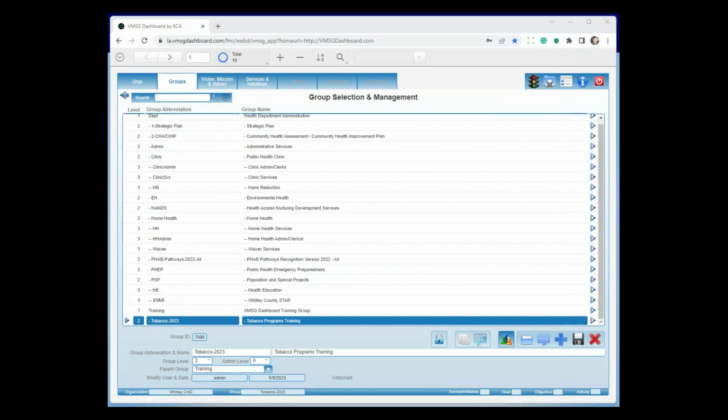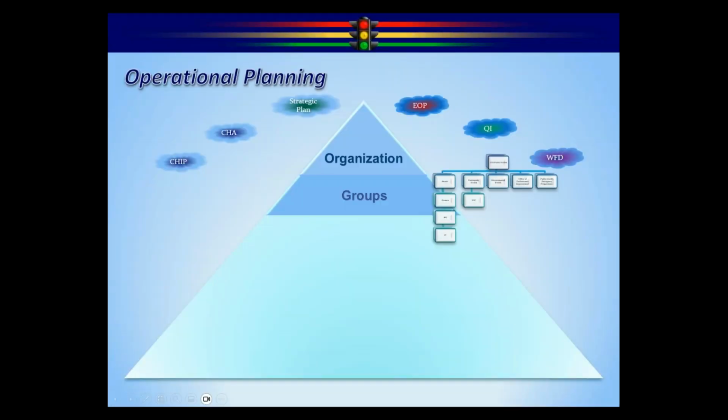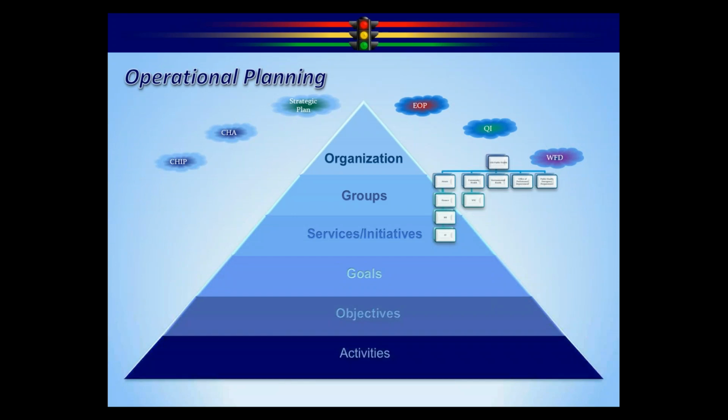So let's go back to our pyramid. Underneath the groups, each group has a set of services or initiatives. Services are ongoing things. Initiatives are new things that we're doing. The primary difference is that services typically have current dates in the activities, whereas initiatives typically have future dates in the activities. Each service has a set of goals, each goal a set of objectives, each objective a set of activities. So we're going to walk through live examples of what each of these levels looks like.